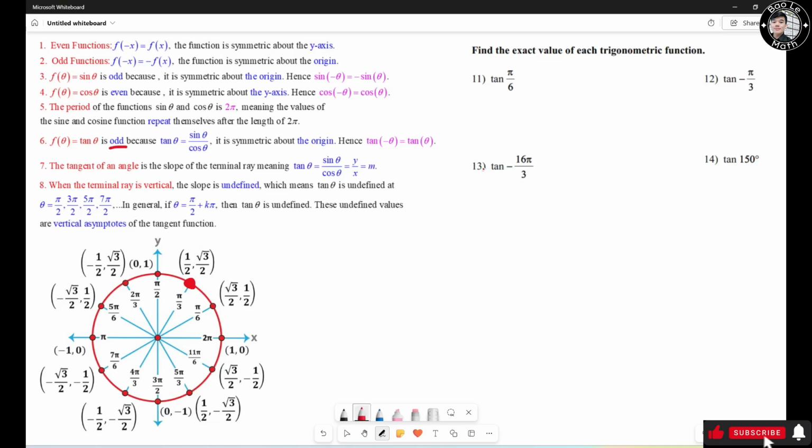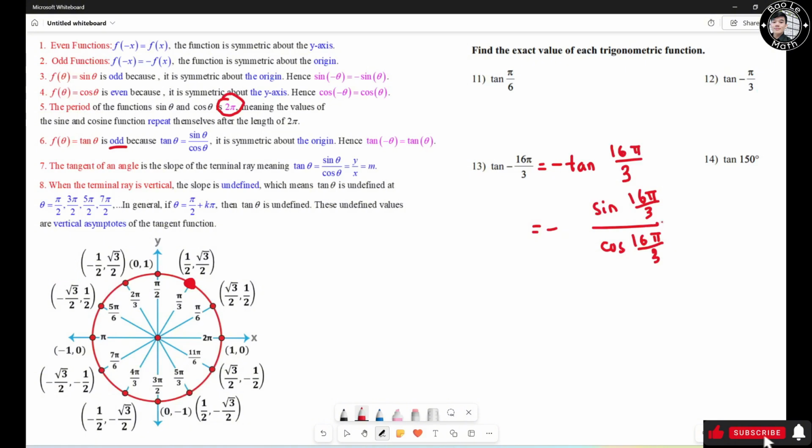Now let's take a look at number 13 right here. So this is the same thing, right? So it's going to be negative tangent of 16 pi over 3, right? Now this one is the same thing as negative of sine 16 pi over 3 divided by cosine of 16 pi over 3, right? And I know that the sine function and cosine function have the period 2 pi, right? So after a complete cycle, we go back to the original spot, right?